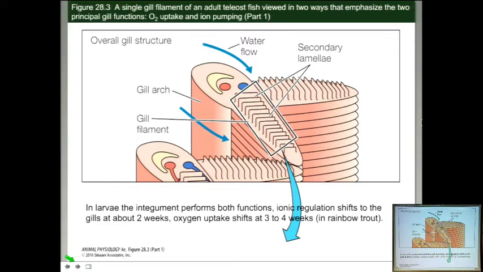Now, you remember from the first couple of lectures, in the larvae, the integument, the skin covering on the fish, performs both functions of ionic regulation and oxygen uptake. You remember we showed a figure of the location of the sodium potassium ATPase going from the skin to the gills. The ionic part of the regulation shifts to the gills first at 2 weeks. So in the rainbow trout, as an example, 2 weeks after the hatching, the gills take on the role of ion transport, but oxygen doesn't switch from the skin to the gills until 3 to 4 weeks. And this is just another way of emphasizing that the two functions are separate and controlled separately, but occurring in the same essential organ.